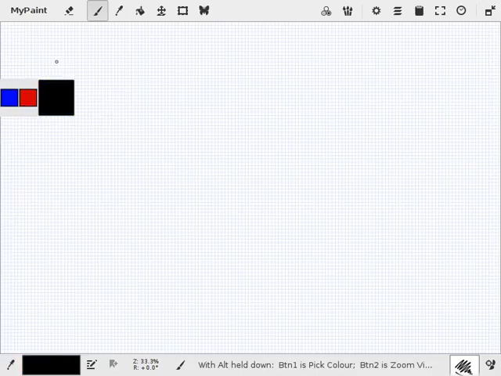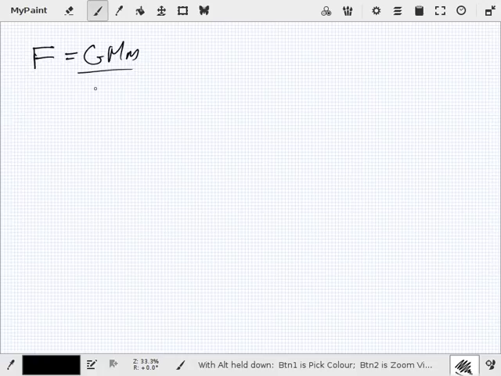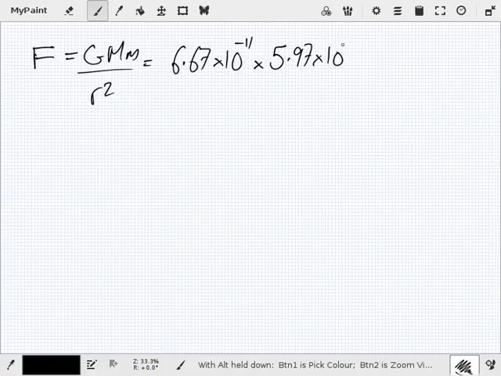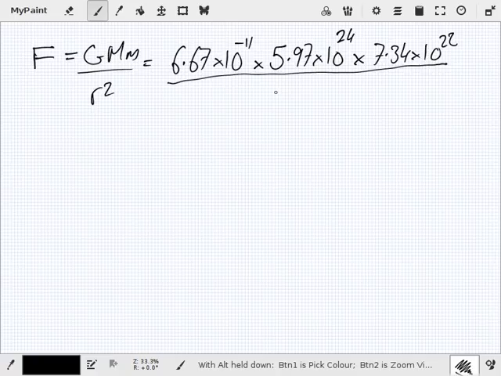Right, let's just write it down here. So the force equals G m m over r squared. G is 6.67 times 10 to the minus 11. What's the mass of the Earth? 5.97 times 10 to the power 24. And the mass of the Moon? 7.34 times 10 to the 22. And the distance between them? 385,000 kilometers.